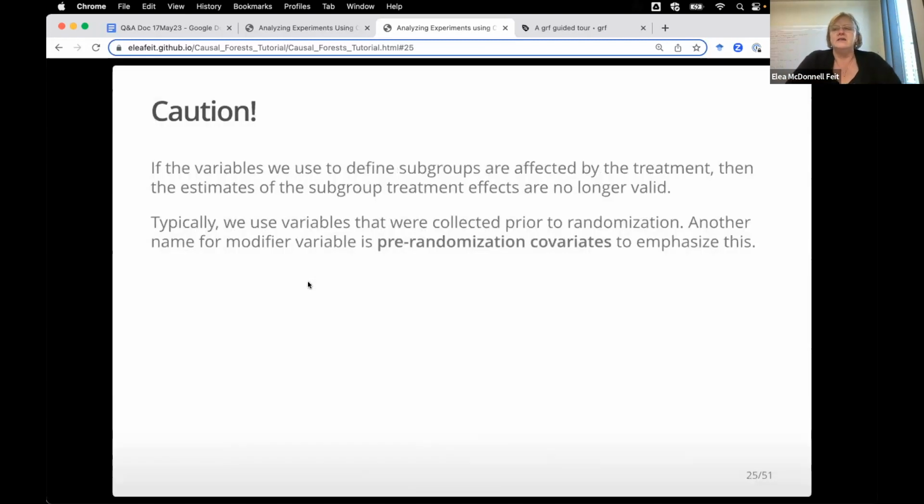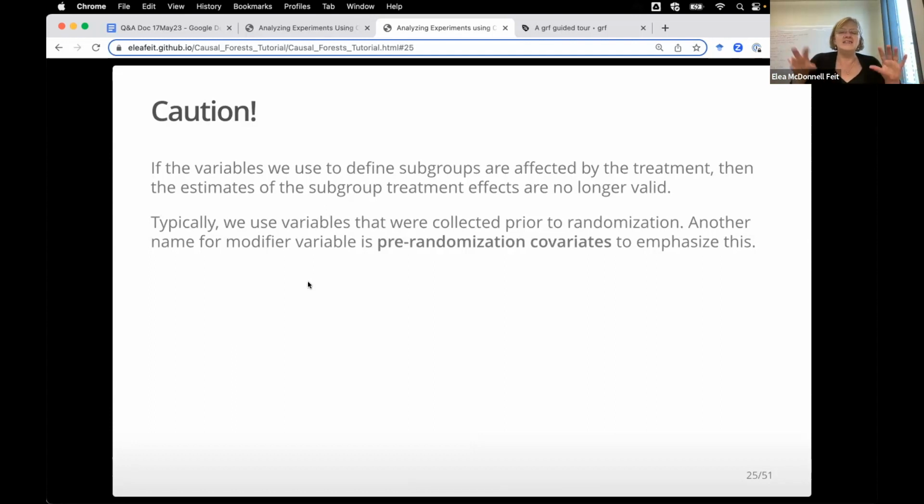All right. The last thing is I wanted to give you a word of caution. Before you go too crazy with these subgroups, if the variables that you define the subgroups by are something that could be affected by the treatment, so that the treatment could actually change which subgroup you're in, then the estimates of the subgroup treatment effects are no longer valid, unbiased conditional average treatment effects.